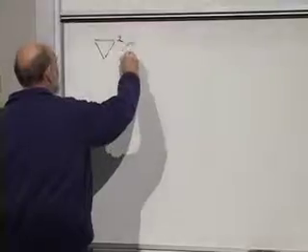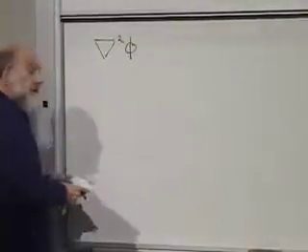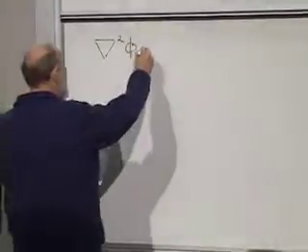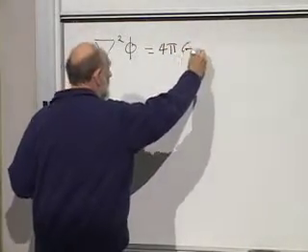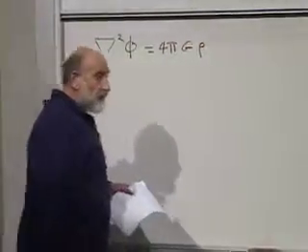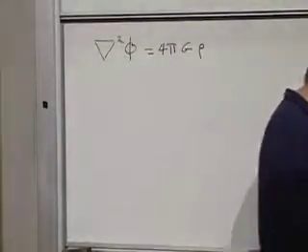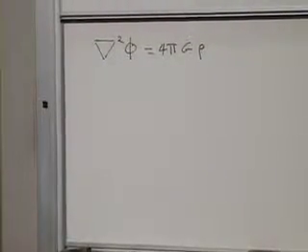We have a field equation that the gravitational potential satisfies: del squared phi is equal to 4 pi G rho. This is a disguised form of the inverse square law.